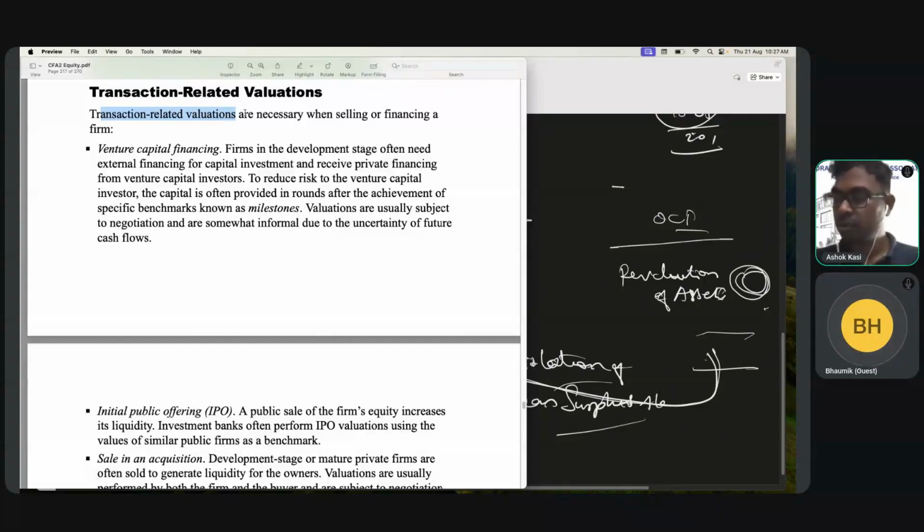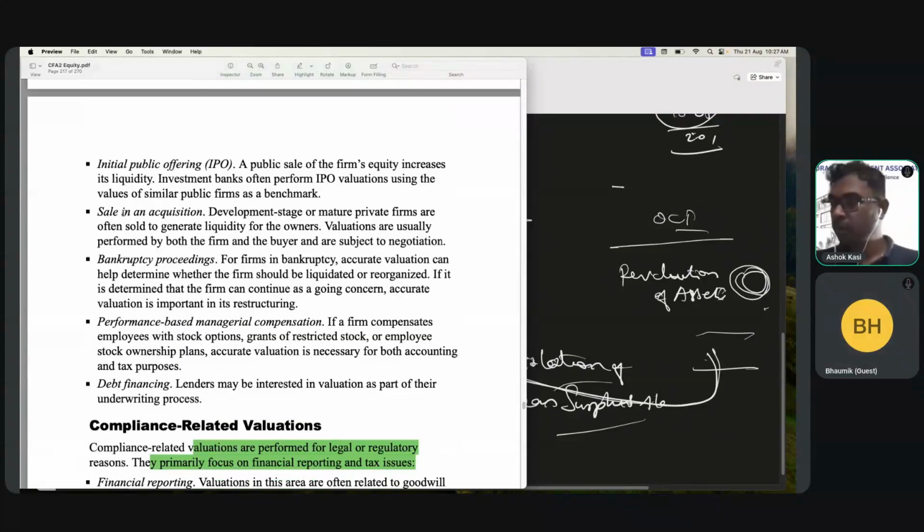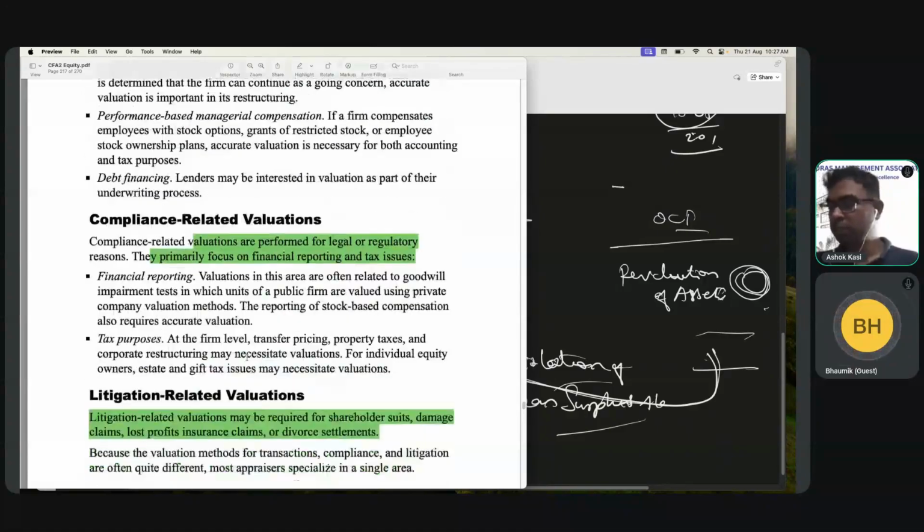Like Baiju's, all transaction related valuation. Somebody was investing in this company, that company was investing, and it became a $1 billion company. Then IPO, that means you are valued by the public. Or you are selling it to somebody, a sale or acquisition, or bankruptcy, performance based managerial compensation. So these are all transaction based.